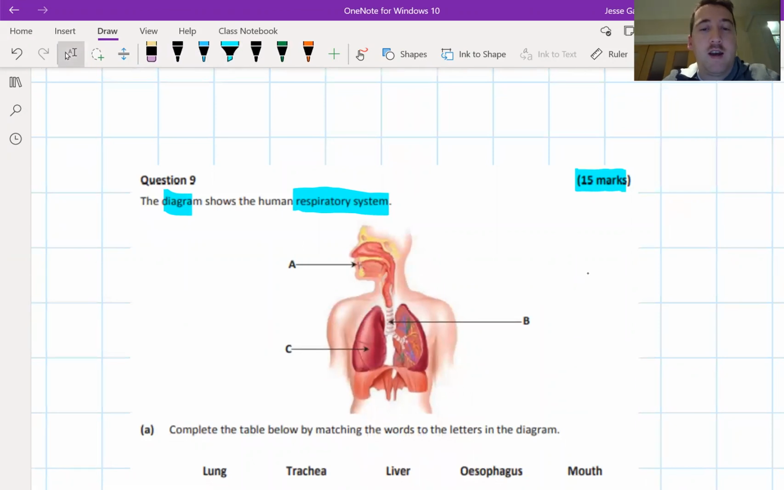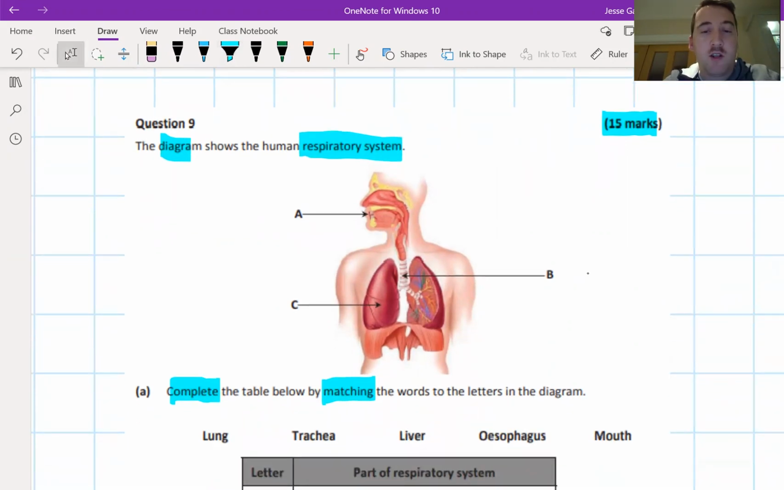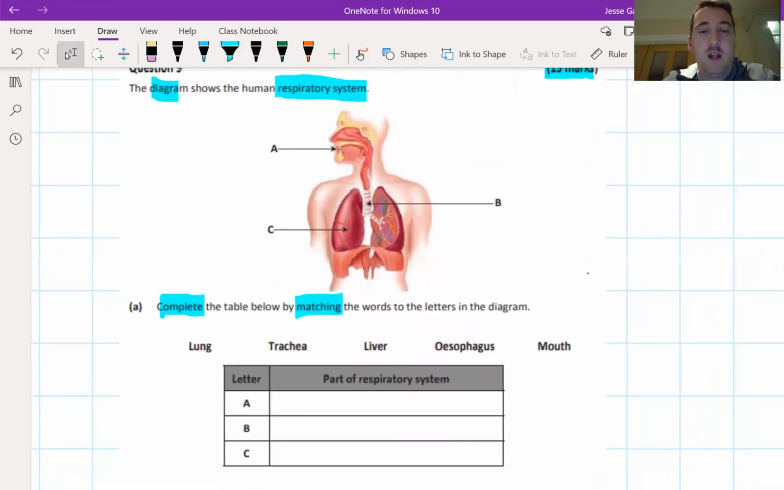So we've got this unlabeled diagram with the letters A, B, and C. And let's look for the action word: complete. Complete the table below by matching the words to the letters on the diagram. I love questions like this because you've been given a serious amount of support and help by having the options for the words. Yes, there are too many options. There are 5 options, and you just have to choose the 3 that are correct.